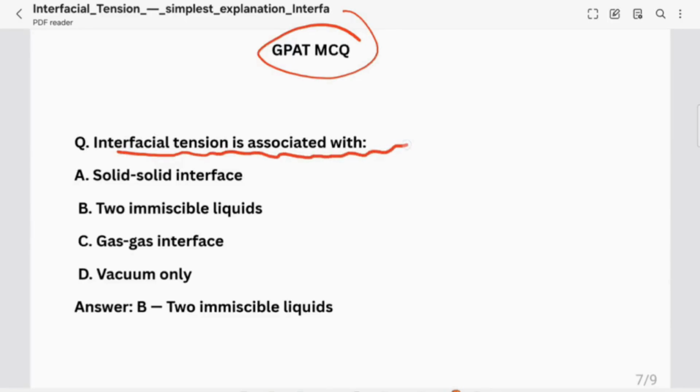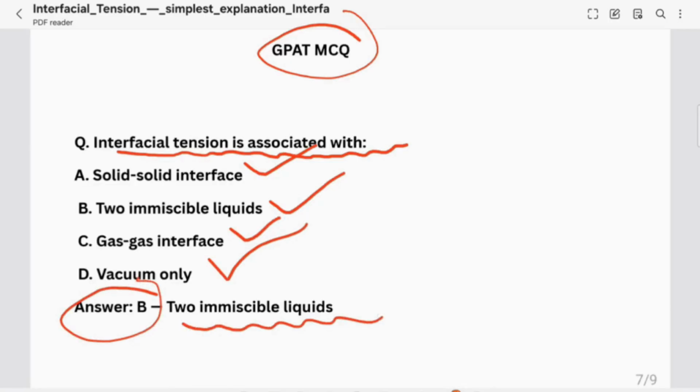Interfacial tension is associated with: option A, solid-solid interface; B, two immiscible liquids; C, gas-gas interface; D, vacuum only. The answer is B, that is two immiscible liquids.